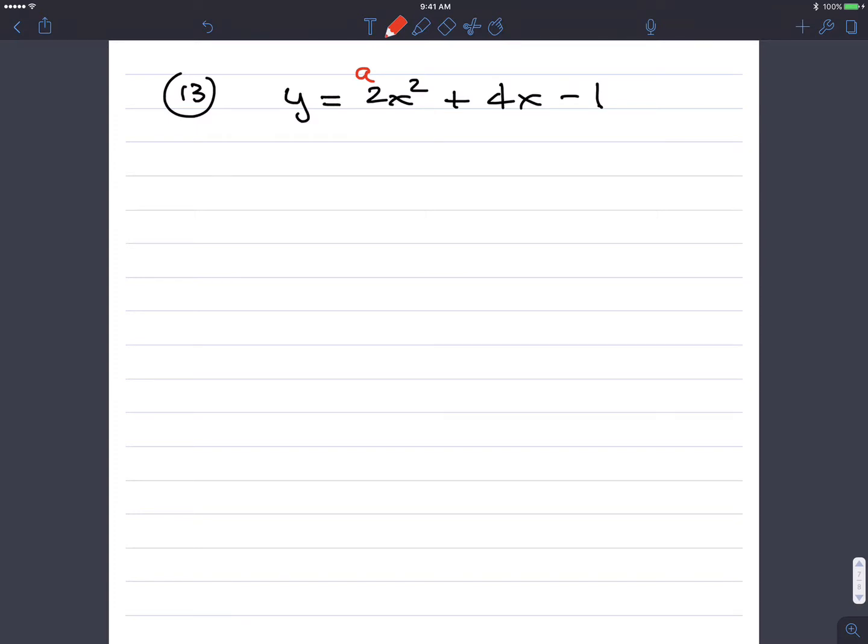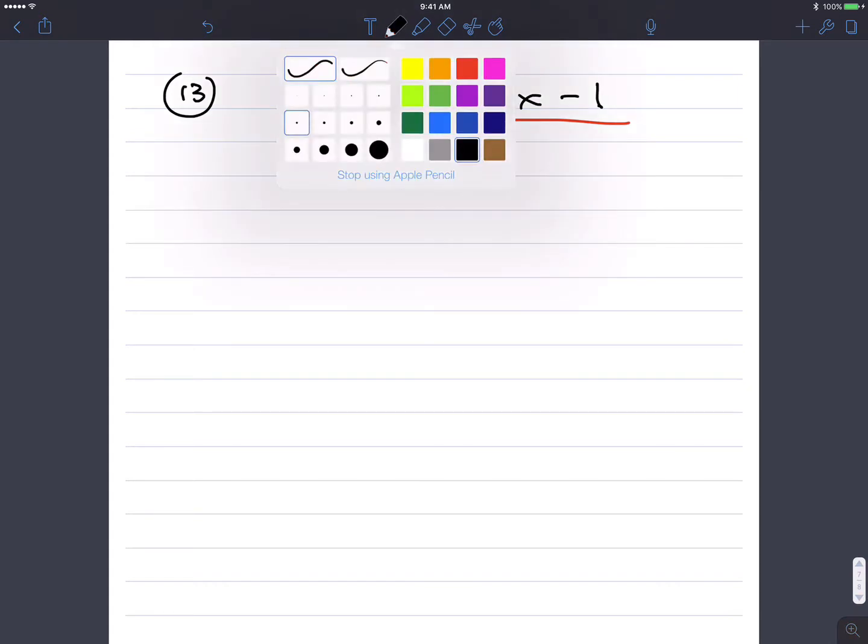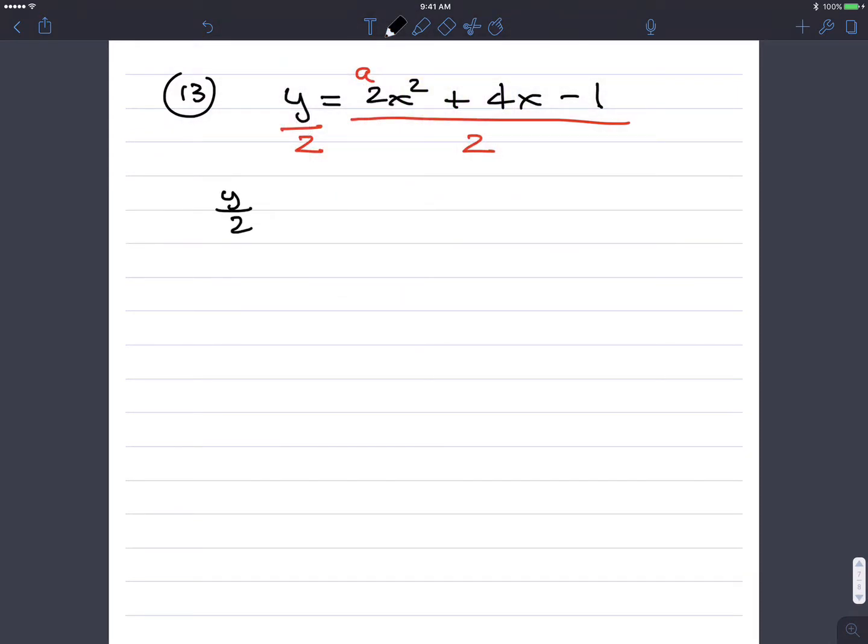So there's a couple of ways of going about this for completing the square. One approach actually is an interesting approach where people say, hey, start off by dividing both sides by that value for a. And you'll get y over 2. You get that 2x squared over 2 plus 4x over 2 minus 1. Or you get y over 2 is going to be x squared plus 2x minus 1/2.